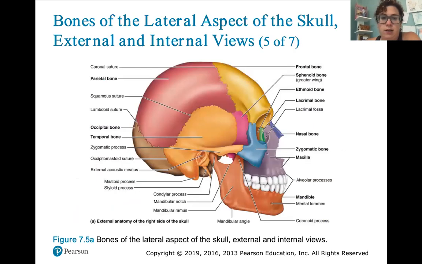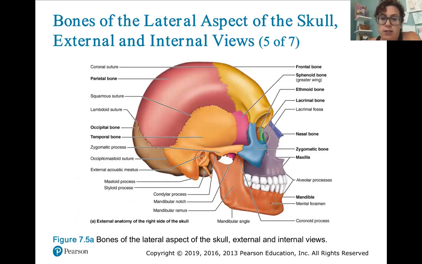Okay. And then on this slide, same thing. Some of the important landmarks that we do want to remember is that we have a mental foramen here on each side of our mandible. And that is an area for that trigeminal nerve to come through. And that's one of the nerves that you will be numbing.